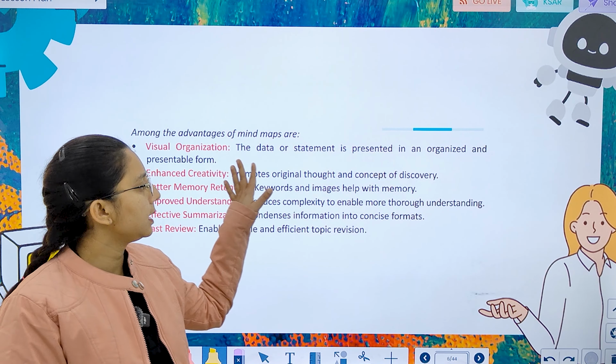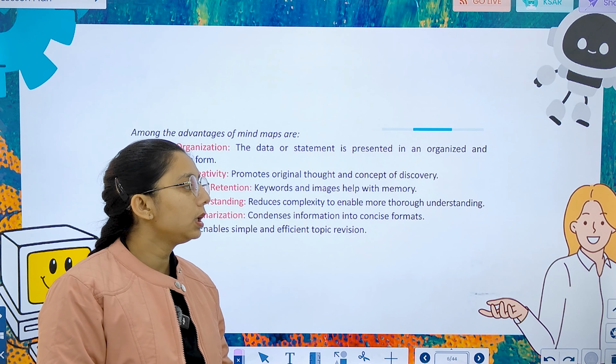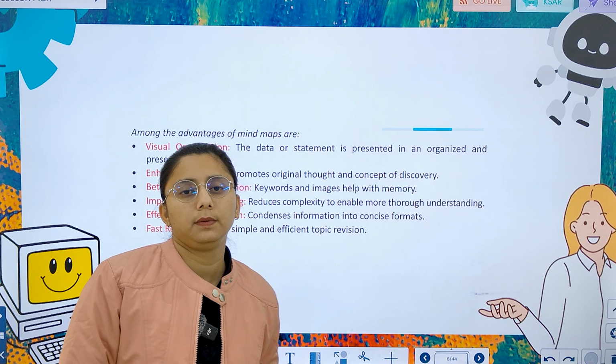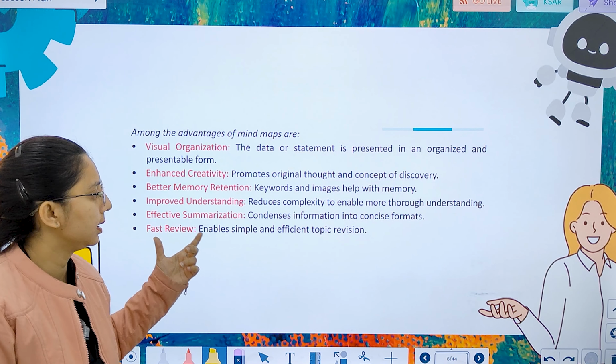First is visual organization. The data can be presented in an organized way. Next is enhanced creativity. It will promote more thought and create a concept of discovery. Now, better memory retention, with keywords and images. With the help of keywords and images, we can easily memorize things. Then, improved understanding, it reduces complexity. Like if we have a paragraph, it becomes very difficult to memorize things. But from here, you can memorize easily.